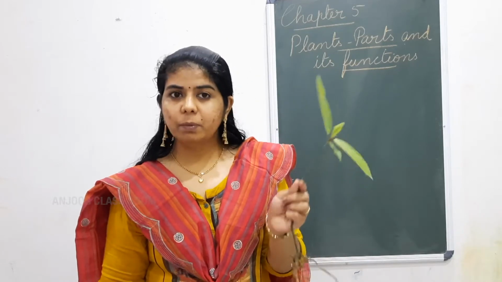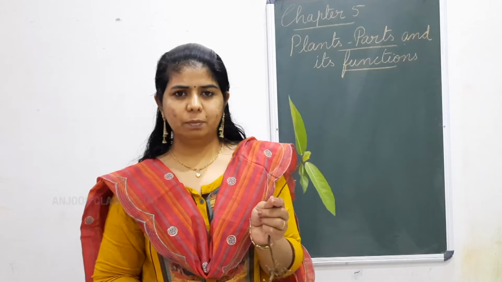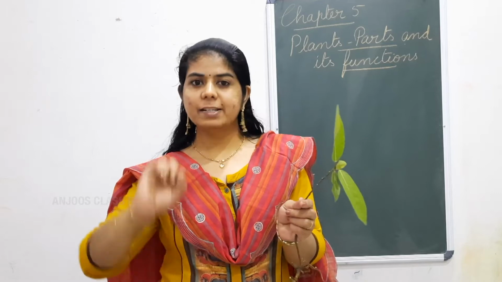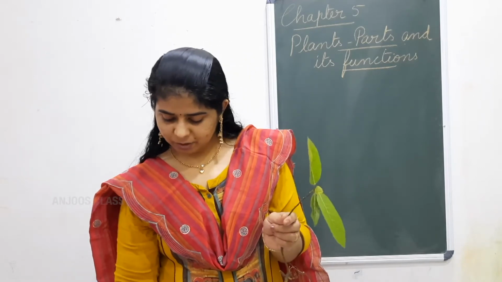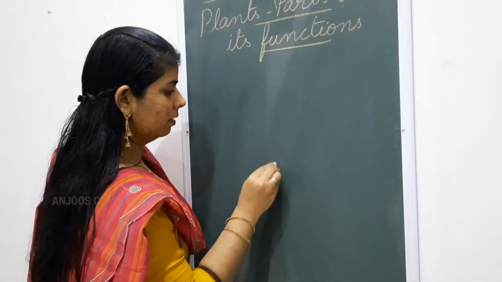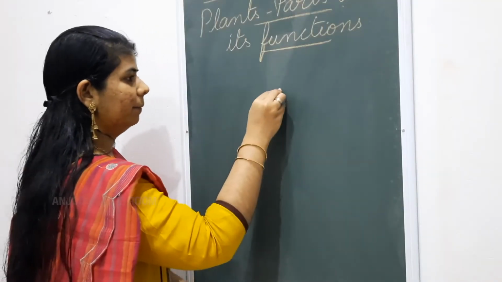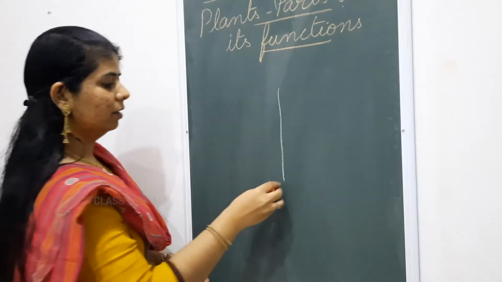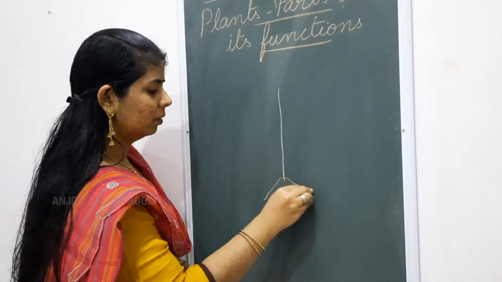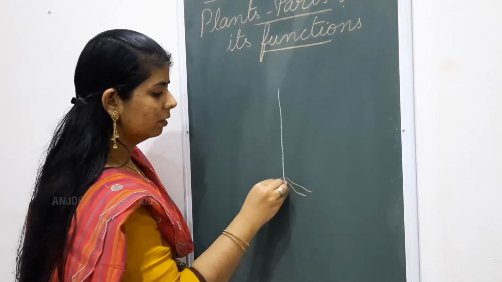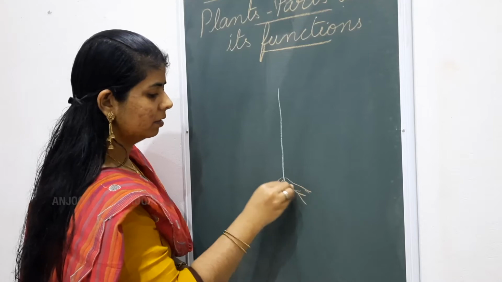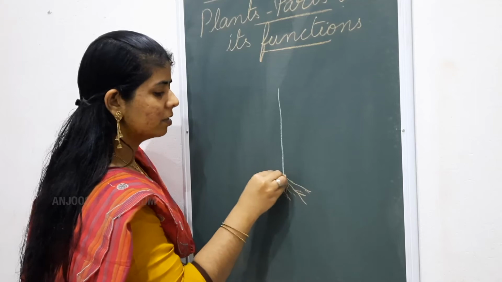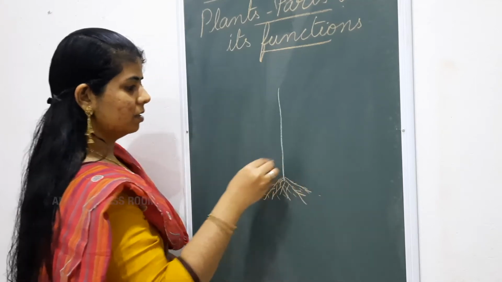So shall we draw it on the board? Along with me, take your rough notebook and draw the plant and its parts. Yes, I'll draw it on the board and show you. First I'll draw the stem. Okay, stem is drawn. Then I'll draw the root. The root will mainly be brown in color. It is fixed under the soil.